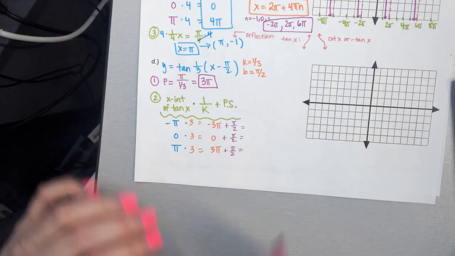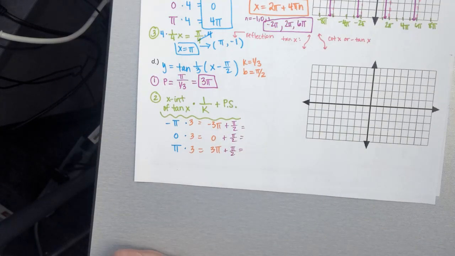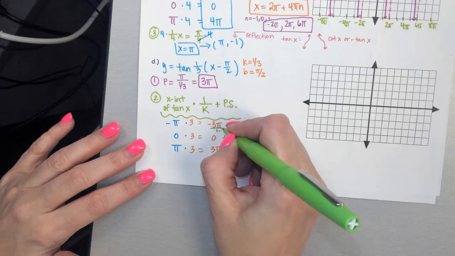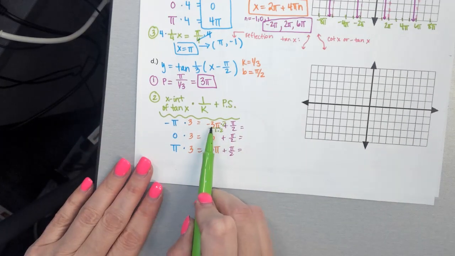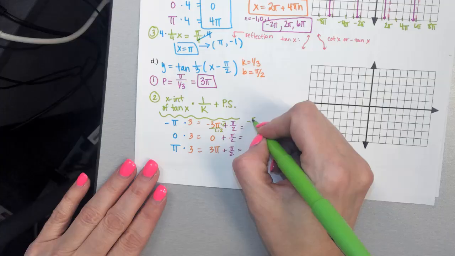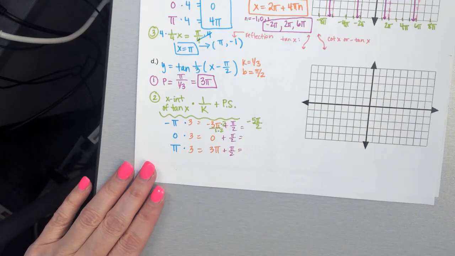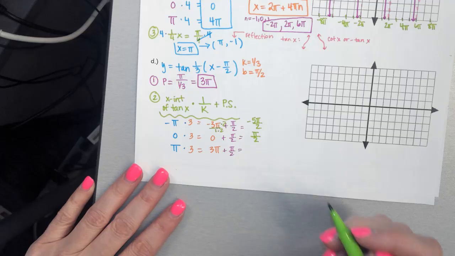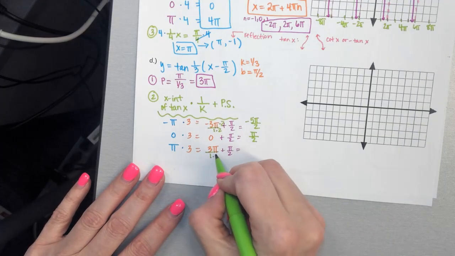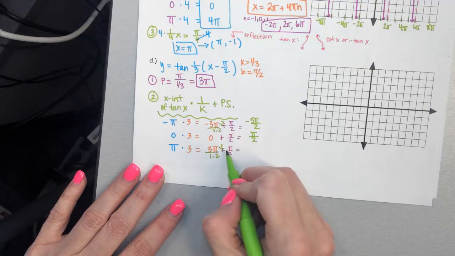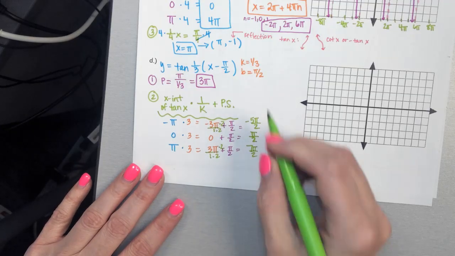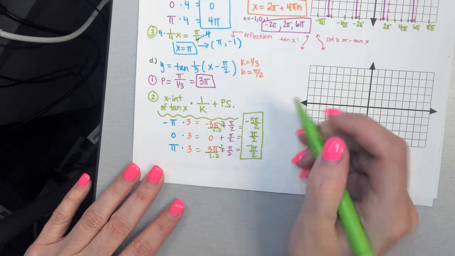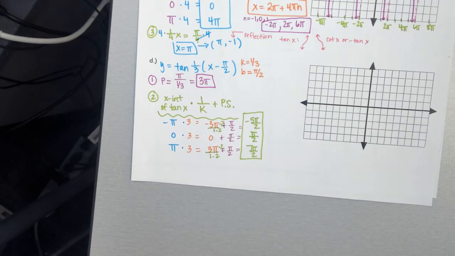If we're adding pi/2, if you need to, we can get a common denominator and find what that value is. So times 2, times 2. This would be negative 6 pi plus pi, which is negative 5 pi, so negative 5 pi over 2. We're adding 0, we like that one. And then here, we multiply by 2, multiply by 2. So 6 pi plus pi, 7 pi over 2. Okay, those are your x-intercepts.